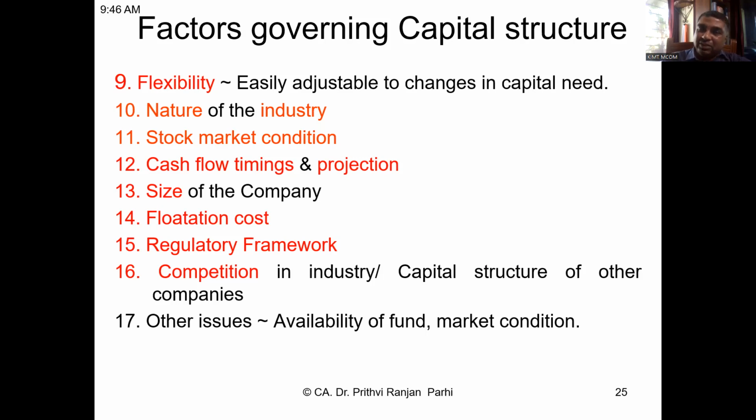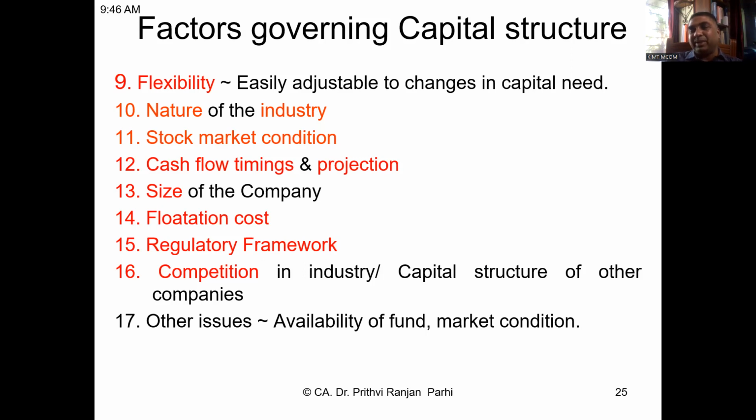Size of the company matters. The flotation cost also matters. Flotation cost means issue related cost. Let us say you are planning to issue equity shares. There is a cost involved in it. You have to involve something, let us say, share issue cost.